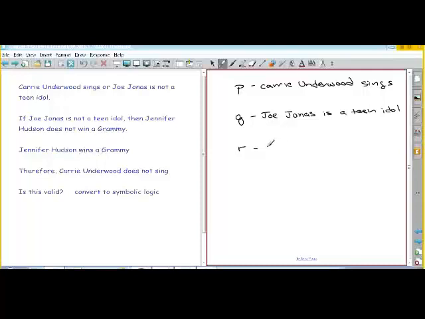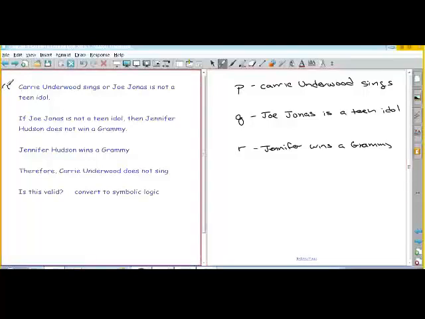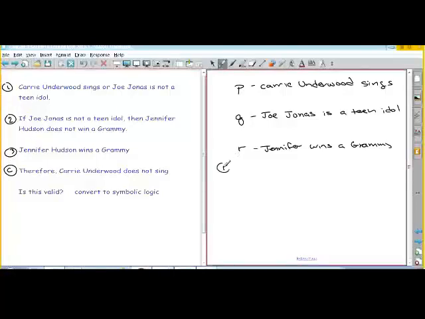And the third one involves Jennifer Hudson. So R is Jennifer Hudson wins a Grammy. Again, you could have R represent Jennifer Hudson does not win a Grammy. It just changes some of the statements to negations and some from negations back to regular statements. So those are my three statements. Then I take the premises and write the symbolic logic associated with them. So let's call this premise 1, this premise 2, this premise 3, and this the conclusion. We use numbers to represent the different premises.